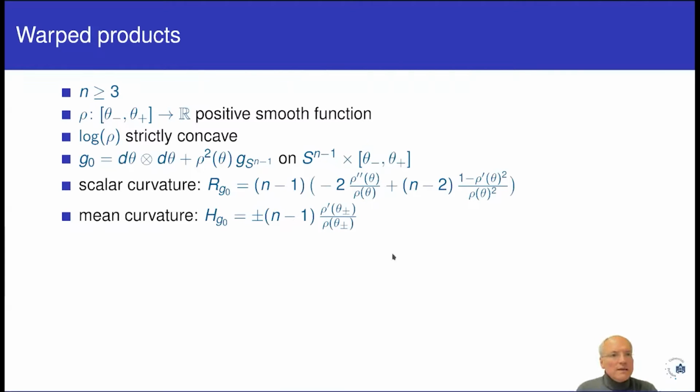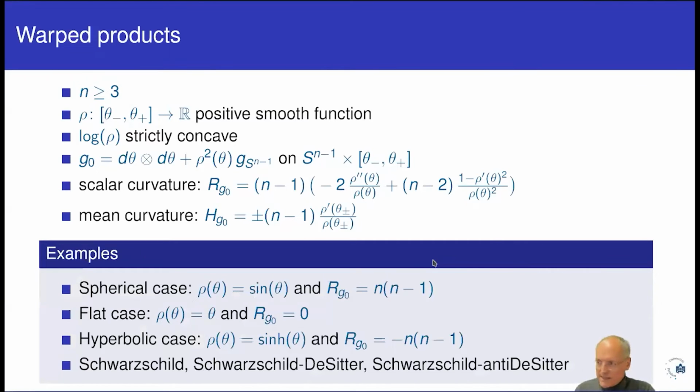All right. And I'm interested in this kind of warped product metrics. And what are typical examples? So here are some examples. Of course, the spherical case is well known to us, where the warping function is a sine function. Then what you get is the n sphere with the usual metric, and the scalar curvature turns out to be n times n minus 1. We can look at the flat case, where rho of theta is just theta itself. This gives me annular regions in Euclidean space. Of course, scalar curvature is 0 in that case. We can also look at the hyperbolic case, where the warping function is sinh, and then the scalar curvature is minus n times n minus 1.